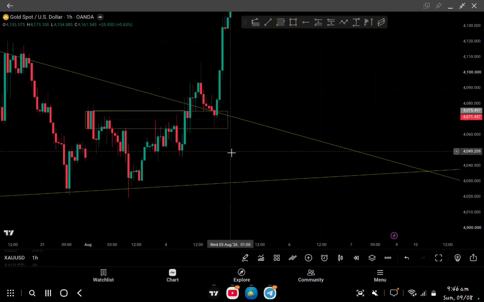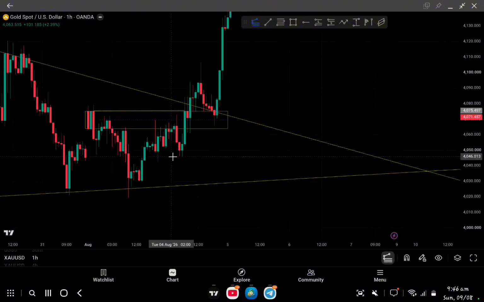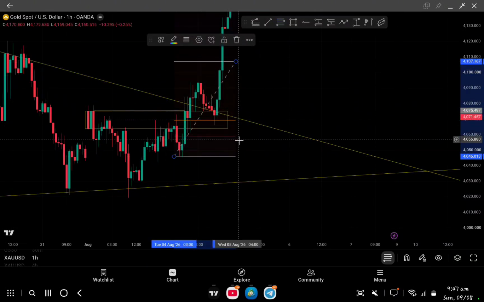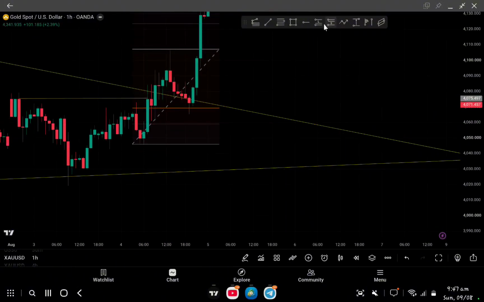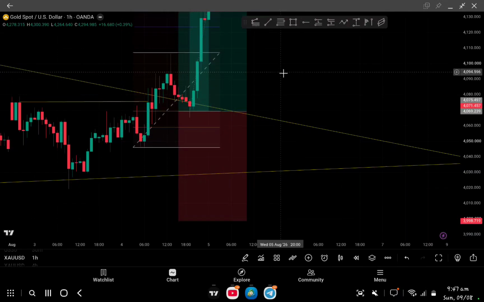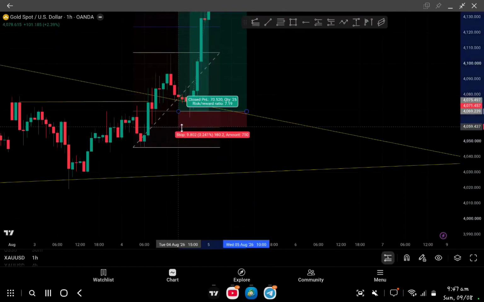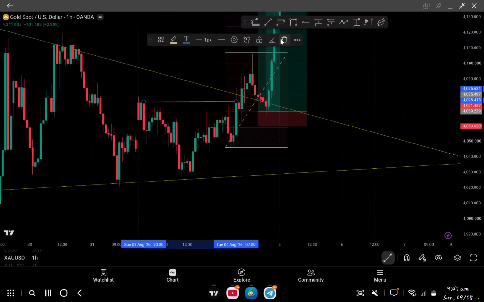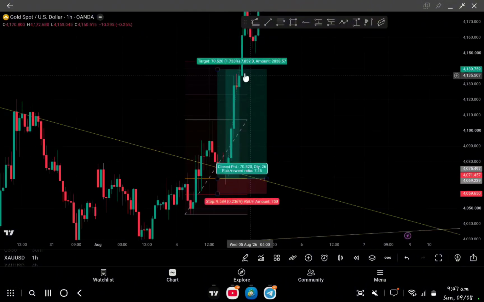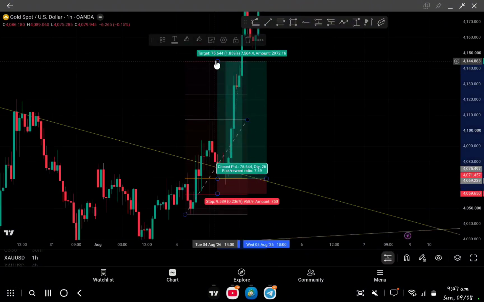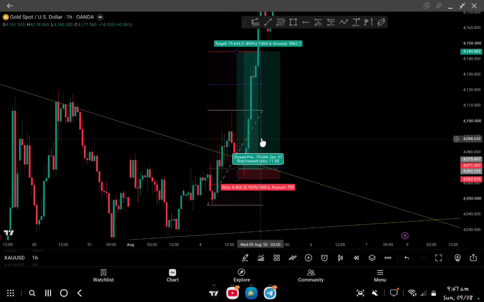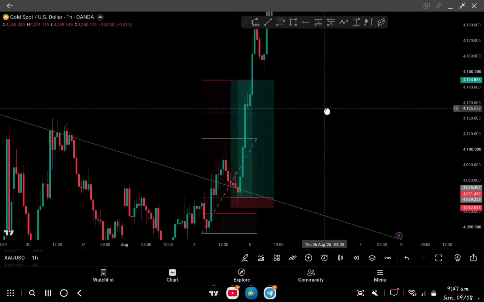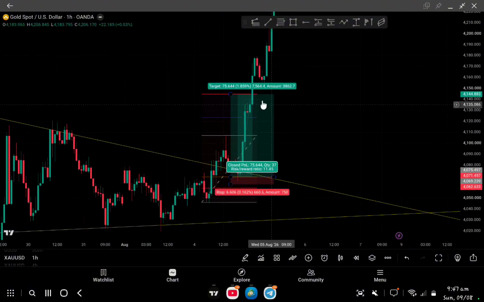So to get this entry, I stretch my Fibonacci here, and I have entered in this golden zone. So there was a market structure break here and a Fibonacci entry, and my entry was up to here. So I have grabbed 700 pips in this entry.